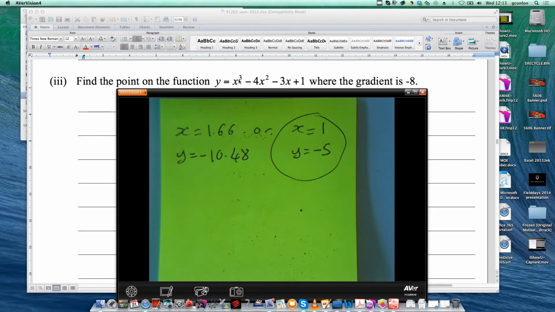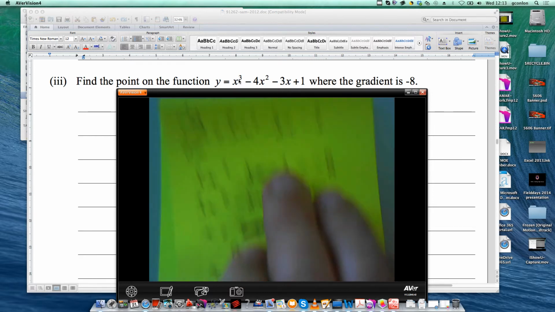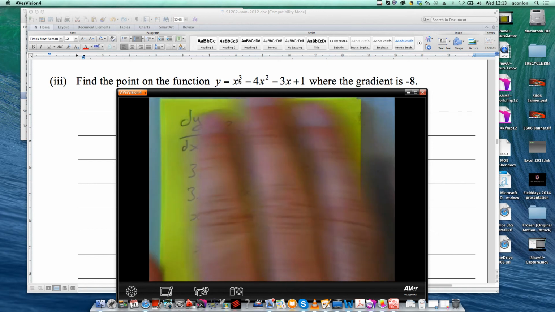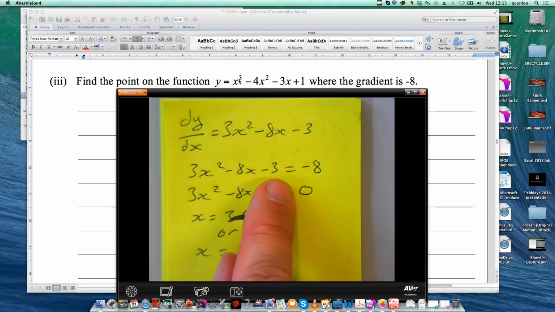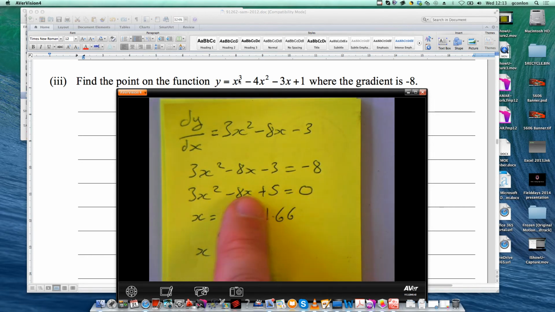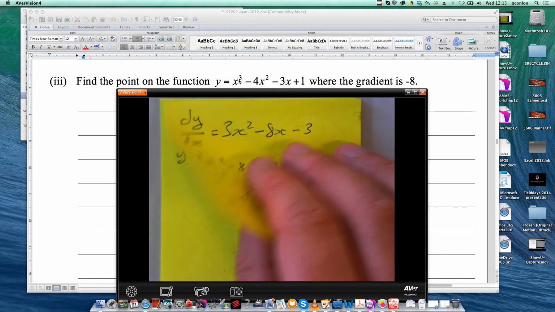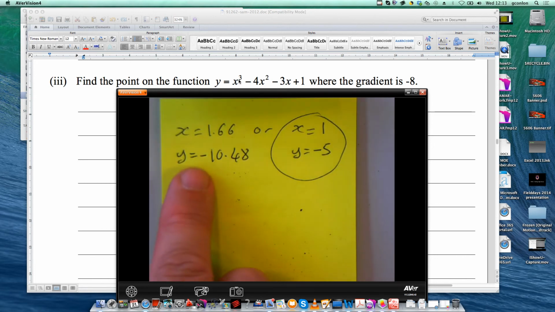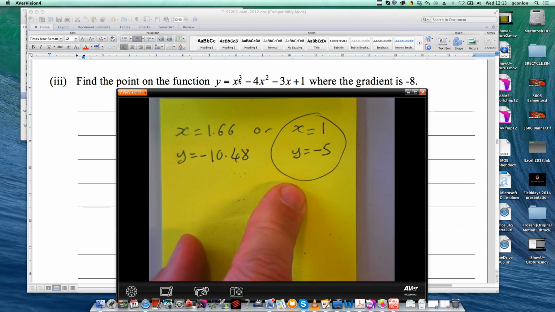So, just recapping very briefly, I'd already differentiated it. I said, let's make it equal to -8, just to be quite straightforward and easy about it. Once I'd worked all of that out, I used my calculator to work out x. I then put those values in, and I got my two answers. And that's how you do it.